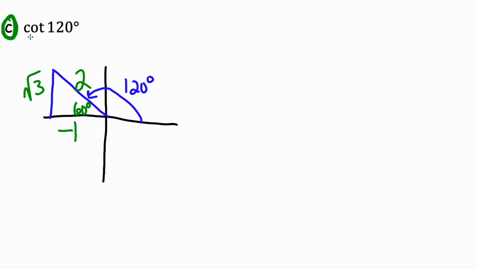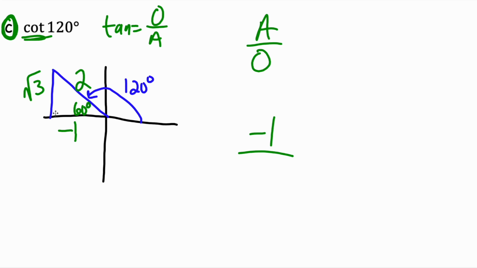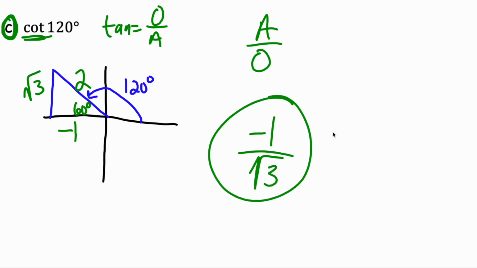Okay, so now I need my ratio for cotangent. Well, since cotangent is the reciprocal of tangent, tangent's opposite over adjacent, right? Tangent is opposite over adjacent. That means cotangent is adjacent over opposite. So adjacent is negative 1. Opposite is square root of 3. And I'm okay if you leave it like that. You don't need to rationalize. You certainly can rationalize if you want to, but I would just say leave it as negative 1 over root 3. That's fine.